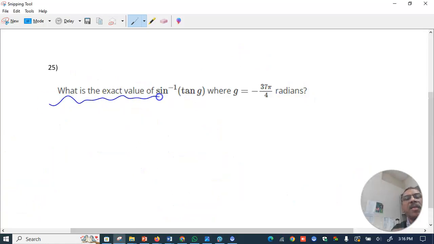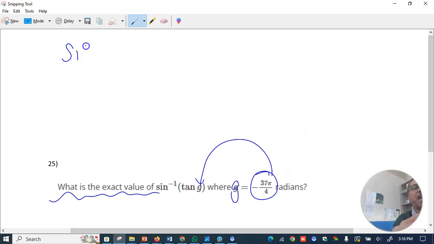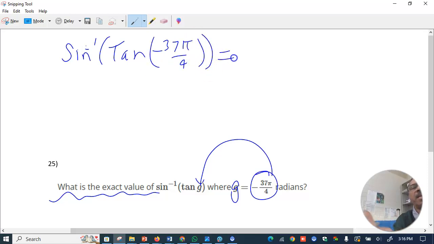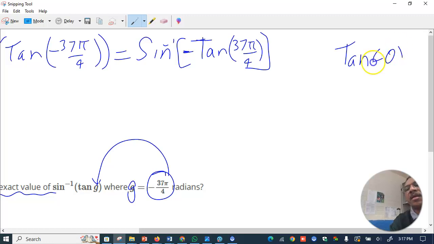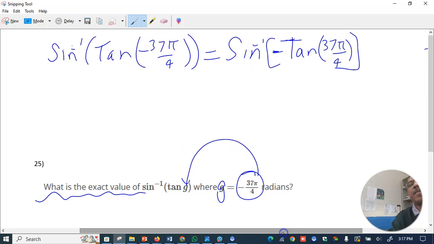Okay, what is the exact value of this, right? So plug in this g, which is negative 37 pi over 4, and when you plug this over there, you get sine inverse of tan of minus 37 pi by 4. Remember, there's a negative. What you can write, this is the same as sine inverse of minus tan of 37 pi by 4. We'll try to avoid the minus using the formula. So what formula did I use here? tan of minus theta, we already proved this in the class, is minus tan theta. And this works for sine, tan, cosecant, and cotangent also.